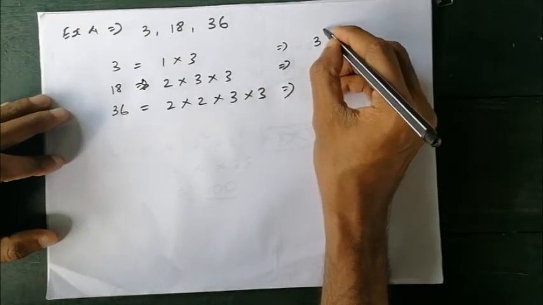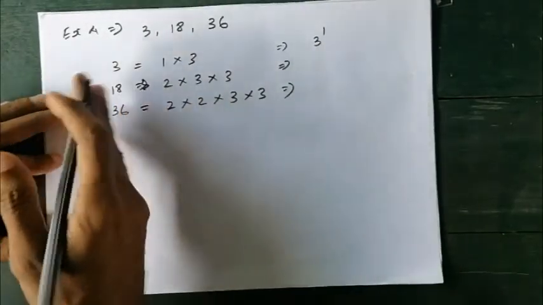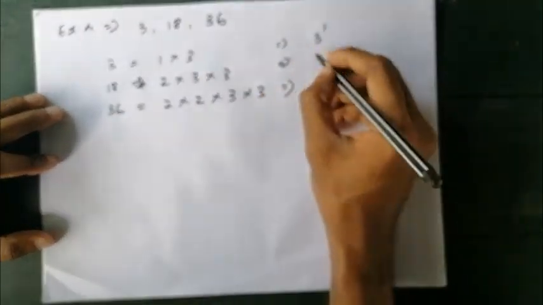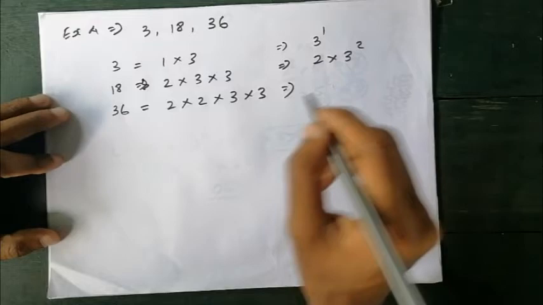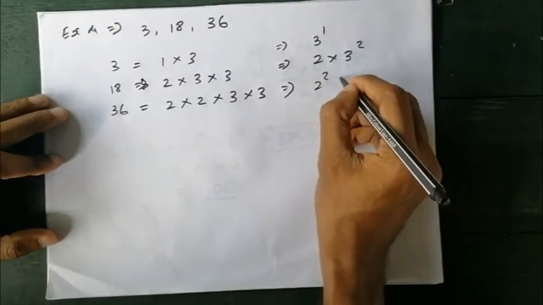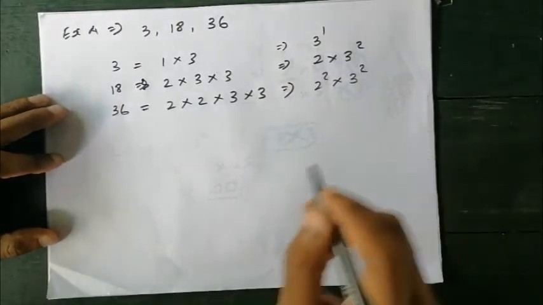So the next step we are going to write it as power. So it's 3 to the power 1, we can remove the 1. It's 2 into 3 squared. Then it's 2 squared into 3 squared.